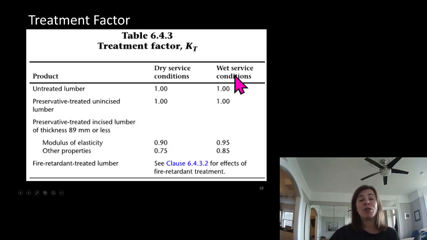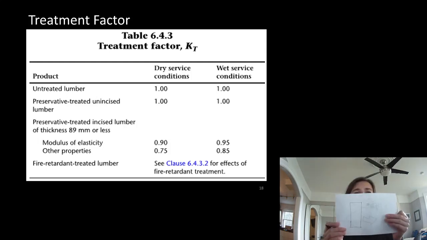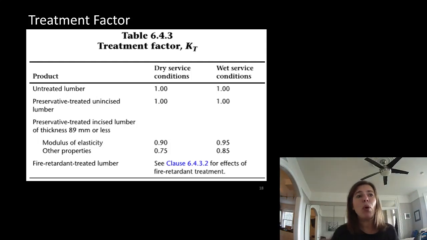It doesn't mean our service condition is 1. That was a different table. But if we have unincised pressure-treated lumber, dry or wet, it's still 1. So what happens there is we take our lumber like this, and they basically put it in a bath solution, and then they pressurize it.